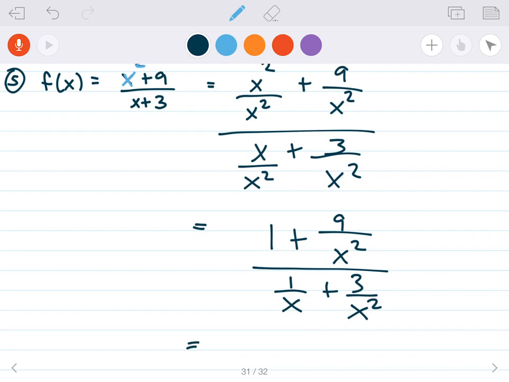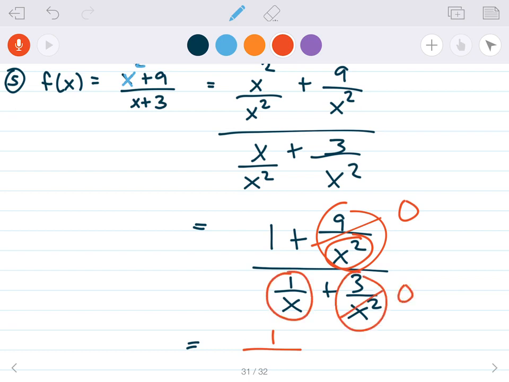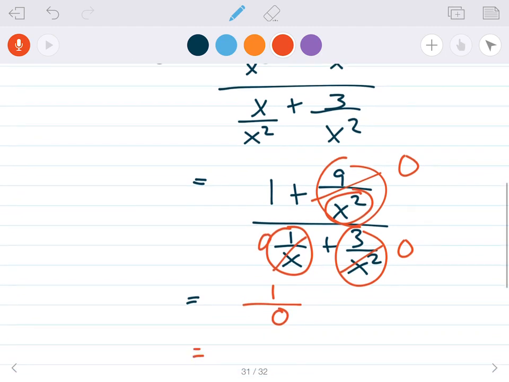All right, on top, when x gets huge, this whole thing goes to 0. So I get 1 plus 0 is 1. On the bottom, both of these things, when x gets huge, go to 0. So on the bottom I get 0. We can't divide by 0, and so this is going to tell us that our limit as x approaches infinity does not exist.